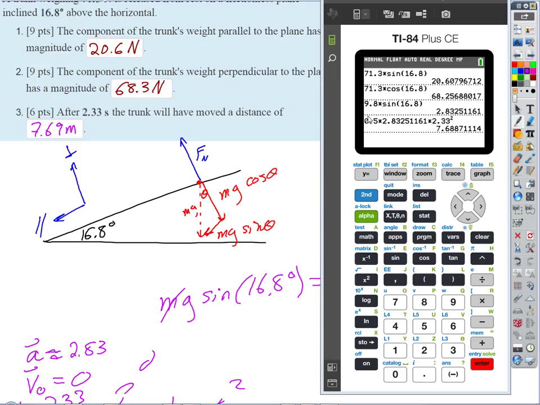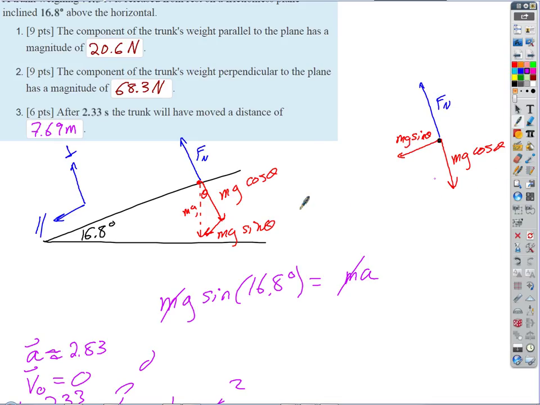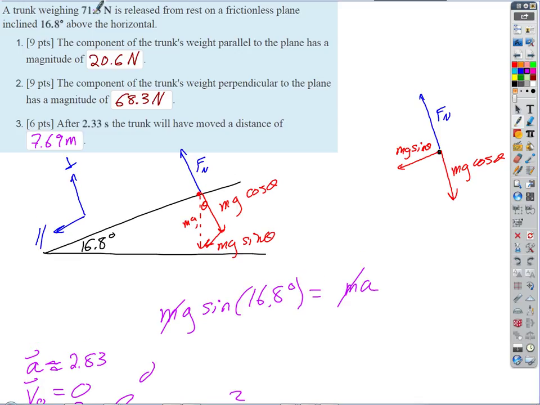Wait, so was the mg sine theta, was that for parallel? Let's look at the picture and see. So we said that there's the theta, right? So then we know that the perpendicular is going to be the adjacent component. So that's going to be the cosine one. And the parallel is the opposite, so that's the sine. Right? So the 20.6, the parallel component was mg, which, what was that? 71.3 sine theta. Okay.